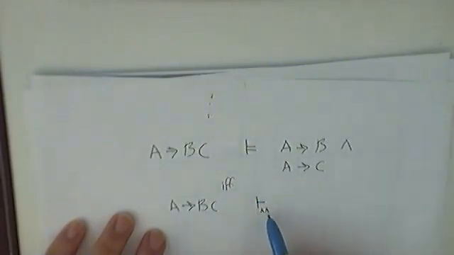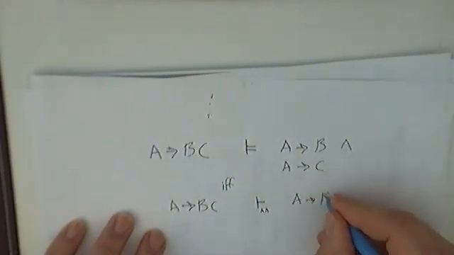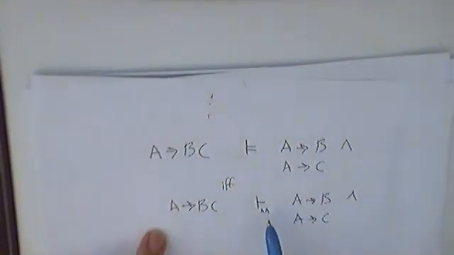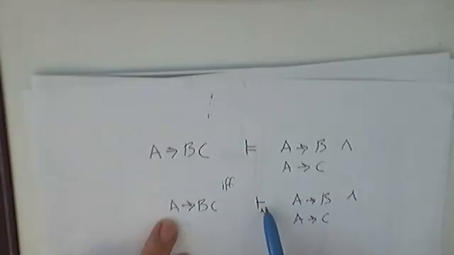This is the little turnstile. So this is basically using Armstrong's axioms. A goes to B and A goes to C. So can we use Armstrong's axioms to show, just by symmetry, we'll just do one side of this: does A go to BC imply, using Armstrong's axioms, that A goes to B?